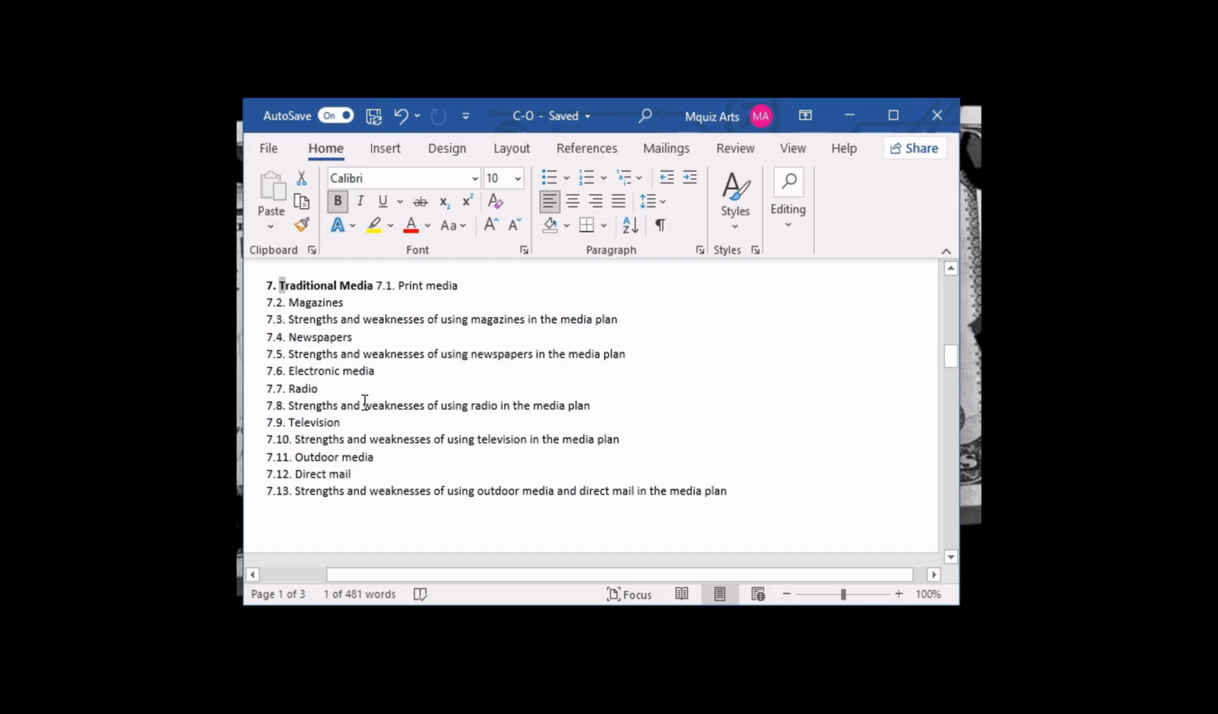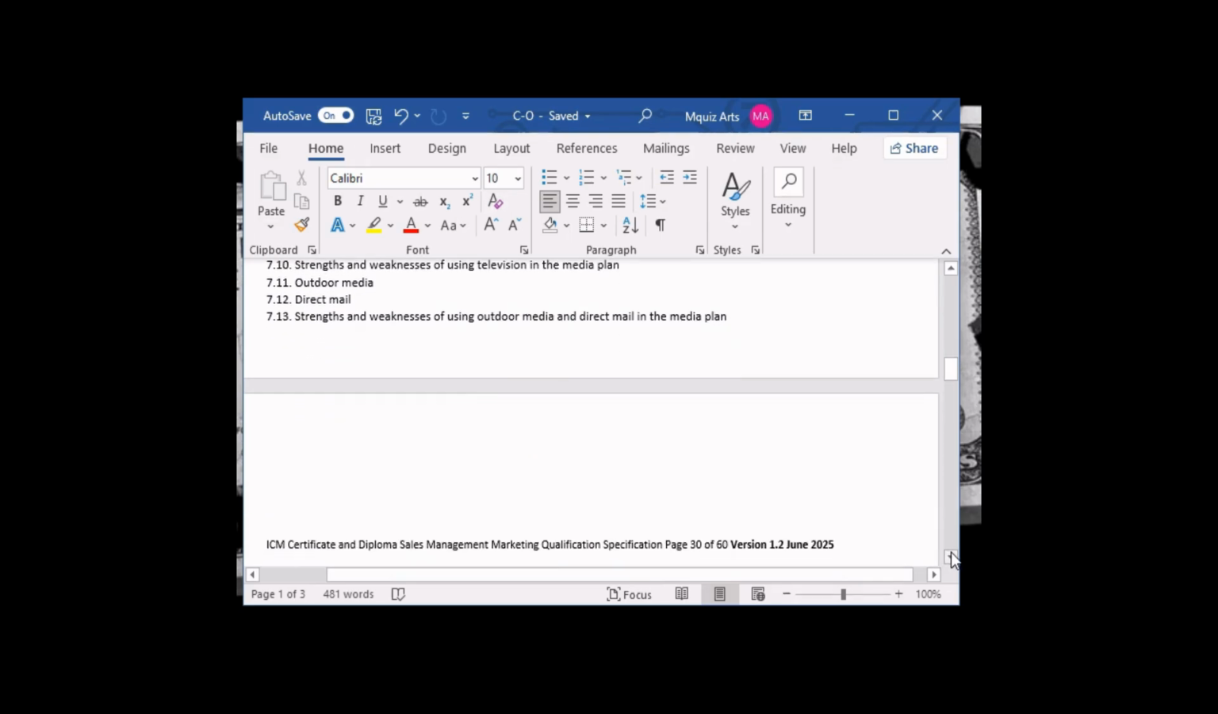It also entails some strategies, such as the strengths and weaknesses of using magazines in the media plan, newspapers in the media plan, radio in the media plan, television in the media plan, and outdoor media and direct mail in the media plan. They're still in existence, but not so much.